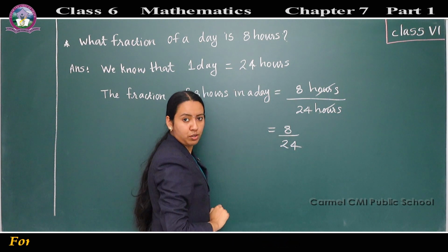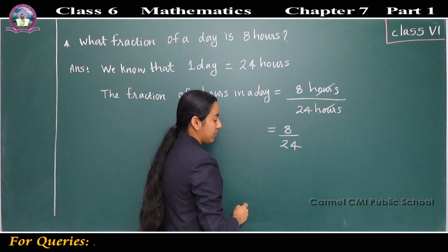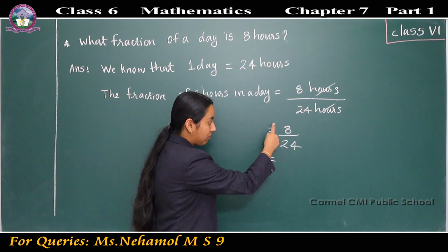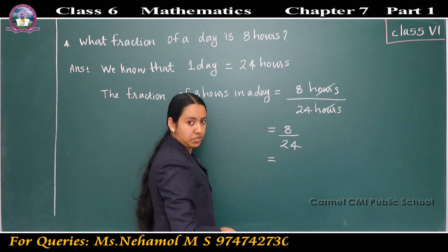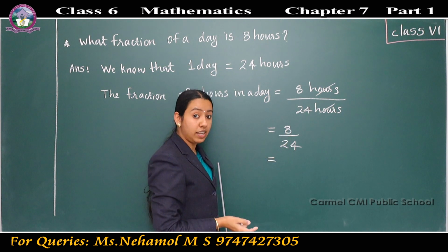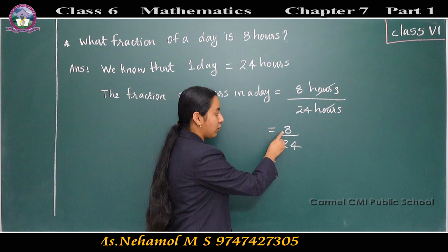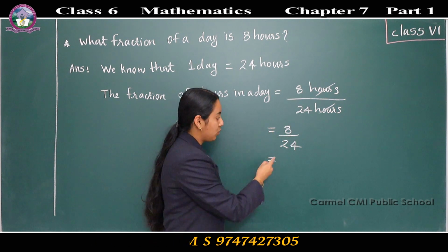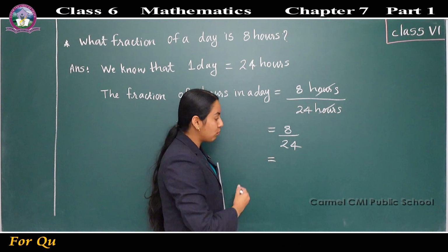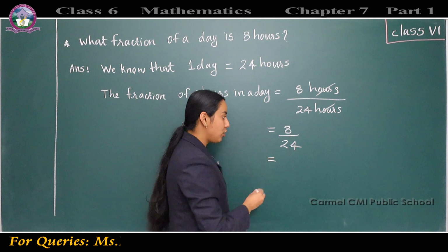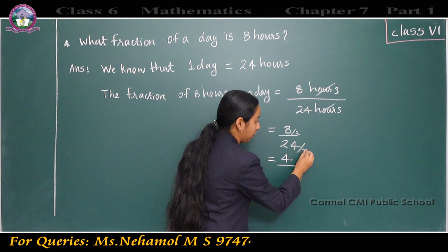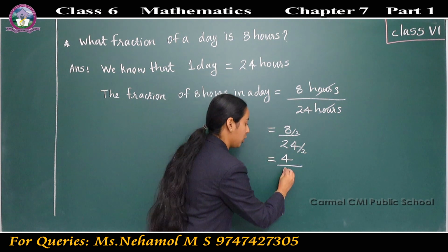8 out of 24. Then we can simplify this fraction to its lowest term. For that we have to divide both numerator and denominator by the same number. We know that 8 is divisible by 2 and 24 is also divisible by 2. We studied the divisibility test. What is 8 by 2? 8 by 2 is 4. What is 24 by 2? 24 by 2 is 12.